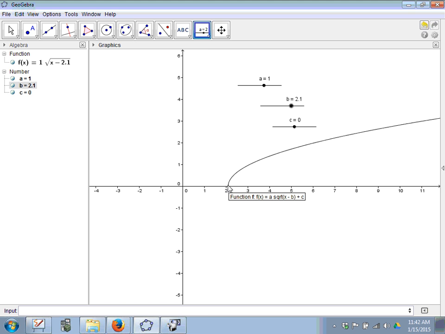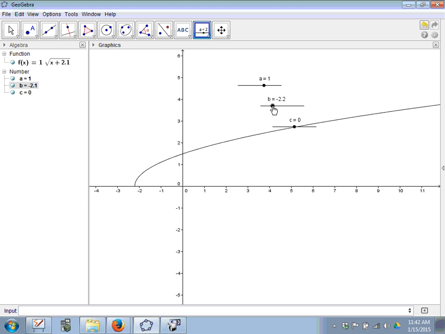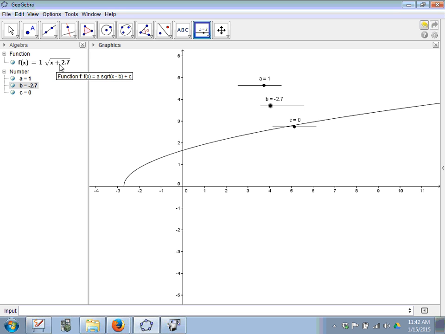What direction did the graph move? Right. But take a look at the equation. Negative. It's x minus 2.1. If it's x minus 2.1, what direction did it actually move the graph? Right. To the right. Okay. Now the graph's moving to the left, correct? Yeah. But take a look at inside the equation. What do we have inside the equation? Plus. x plus 2.7. That moved the graph to the left.